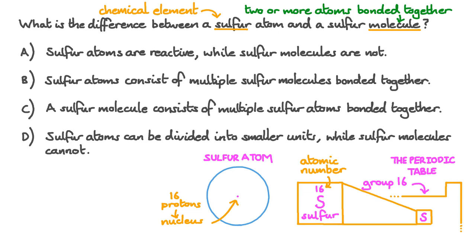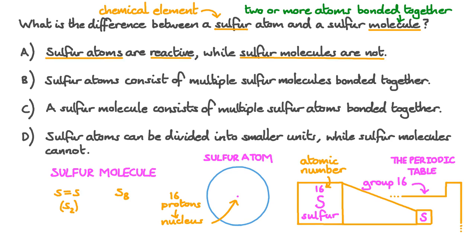Now, a molecule is when we have 2 or more atoms, it doesn't matter what type, bonded together covalently. So a sulfur molecule is simply a molecule that contains only sulfur atoms bonded together, like S2 or S8. Sulfur, unlike oxygen, is a solid at room temperature and generally forms 8-membered rings. Now that we've recapped, let's have a look at our statements.